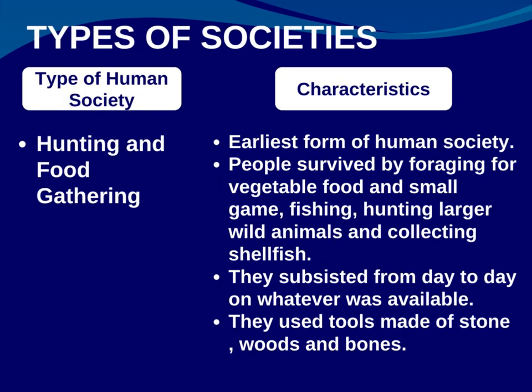Let's analyze some types of societies and characteristics. Hunting and food gathering, the earliest form of human society. People survived by foraging for vegetable food and small game, fishing, hunting larger wild animals and collecting shellfish. They subsisted from day to day on whatever was available. They used tools made of stone, wood, and bones.